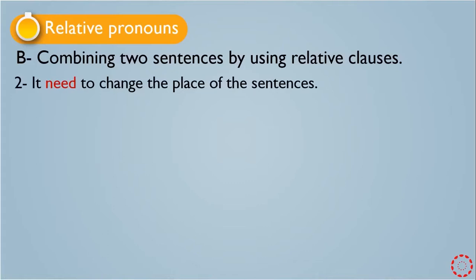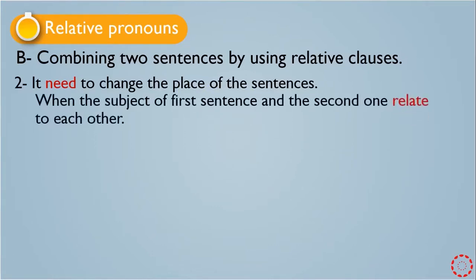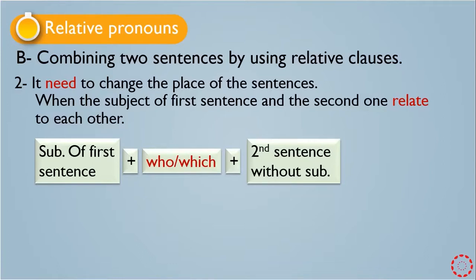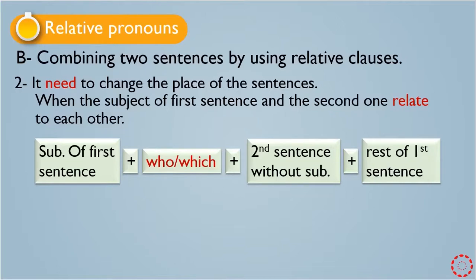The second point, it needs to change the place of the sentence. When we combine these two sentences by using relative pronouns, and the subject of the first sentence and the second one are related to each other, we can change the position of these two sentences. Look at the form. At the beginning we have the subject of the first sentence, and then we have these relative pronouns, which is who and which, and then we have the second sentence without subject, and then we have the rest of the first sentence.